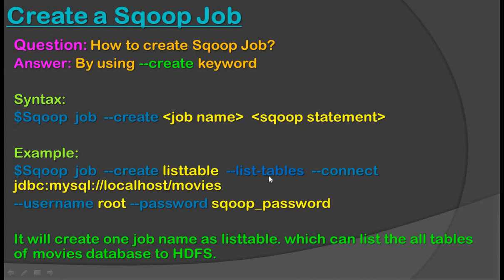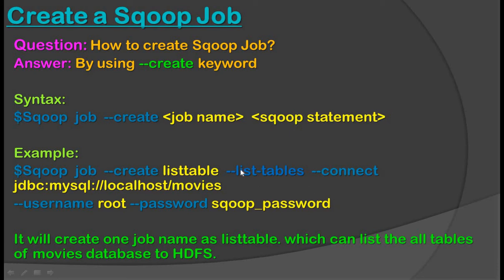In this example we are going to list all tables by using a Sqoop job. So now we are going to create a Sqoop job and the job name is list table. We need to write this statement: sqoop space job space double hyphen create space list table space double hyphen list hyphen tables space double hyphen connect space jdbc colon mysql colon double forward slash localhost slash movies space double hyphen username space root space double hyphen password space sqoop password.